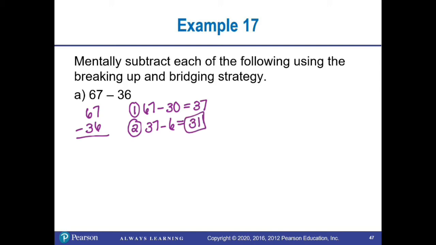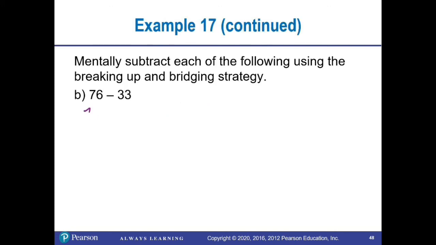You'll notice here that I've written steps out to the side. On your quiz, if you have to show work with breaking up and bridging, you will need to show these 2 steps. However, children would do these steps in their head.